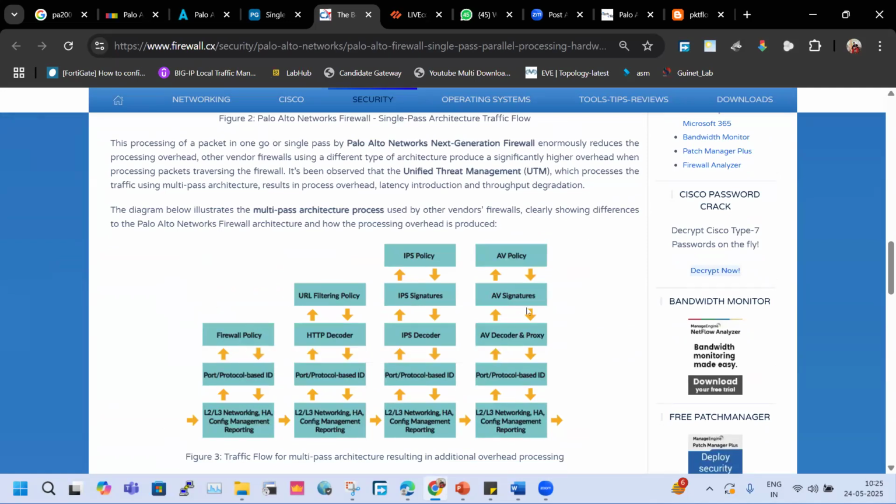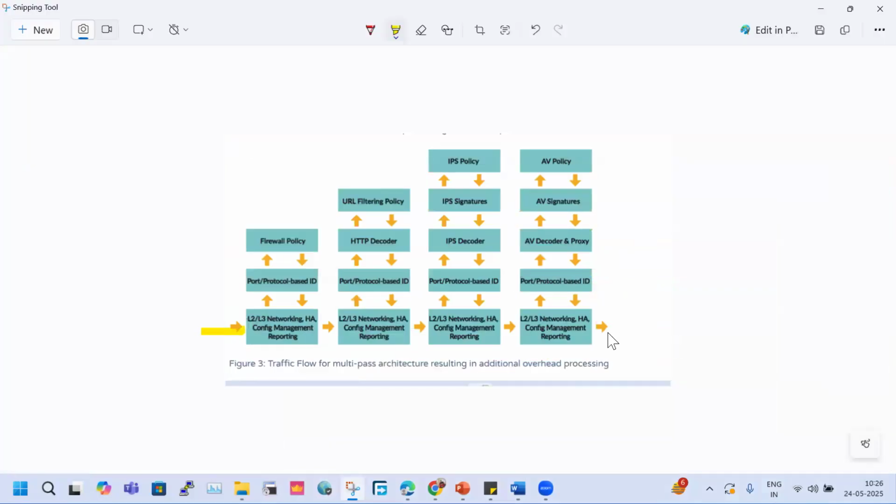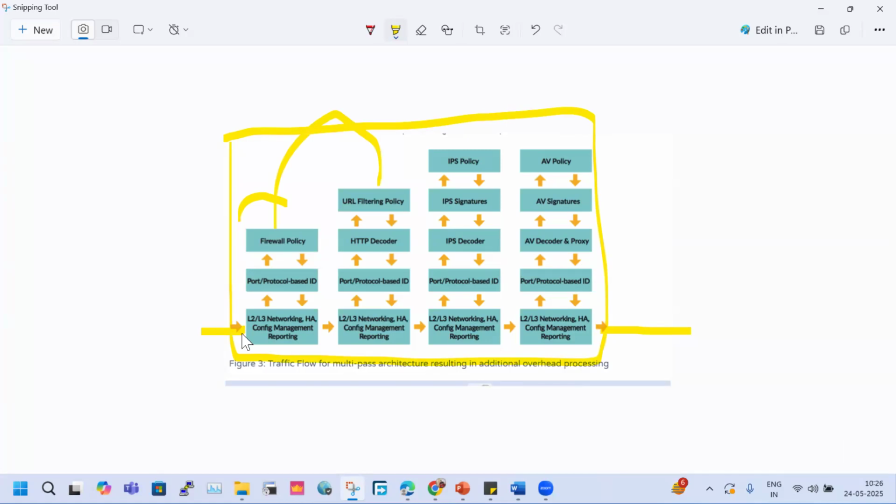Okay, so this is the traditional firewall. All other firewalls work in this manner, right? If you look at this diagram, this is our ingress stage, and this is our egress stage. Between the ingress and egress stage, it doesn't have a single pass architecture, right? It is step by step. First of all, this step will be performed. In this step, it will do the L2 to L3 lookups, then policy lookup, port based lookup, then it will check the policy, right?